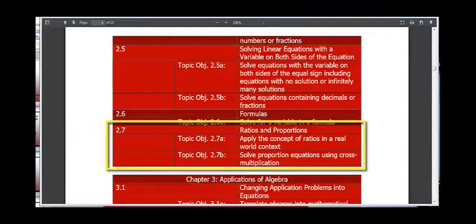Today we will be in Chapter 2, Section 7, Ratios and Proportions. Our two topic objectives today will be to apply the concept of ratios in a real-world context, and then to solve proportion equations using cross-multiplication. Chapter 2, Section 7, Ratios and Proportions.